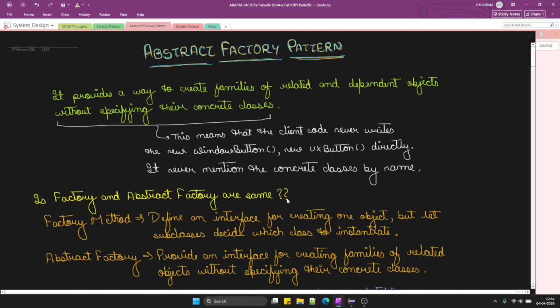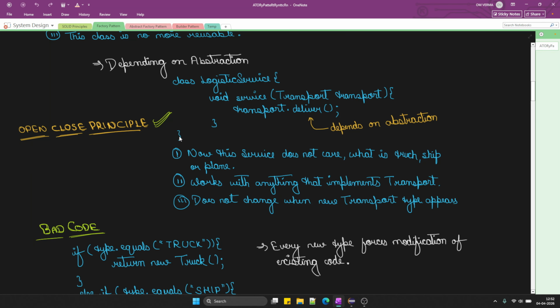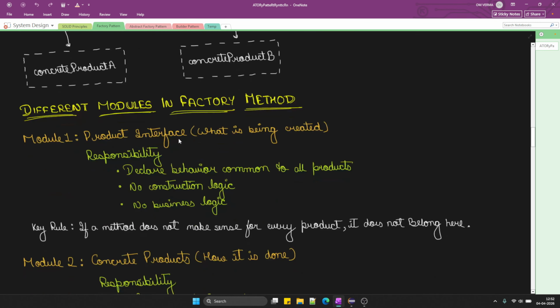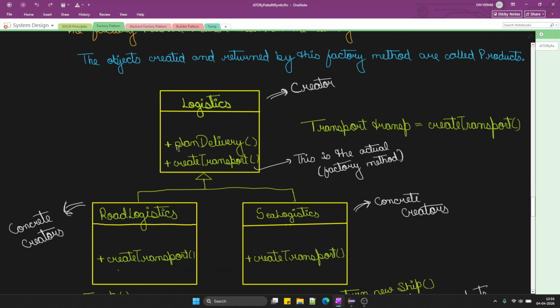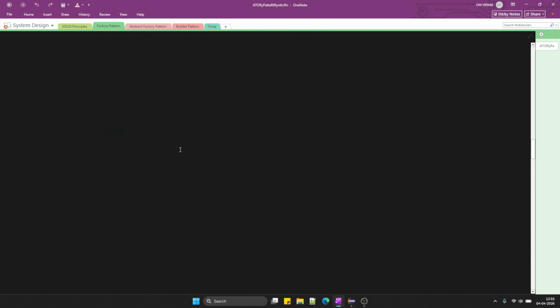Before this, if you haven't watched my factory pattern video, please go and watch, because in that video I have explained in great detail what this pattern is all about and what components we use to implement the factory pattern, with two code examples, UML diagrams and all the components. So please go and watch.